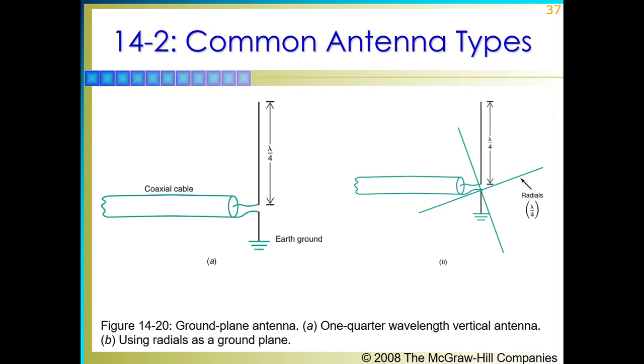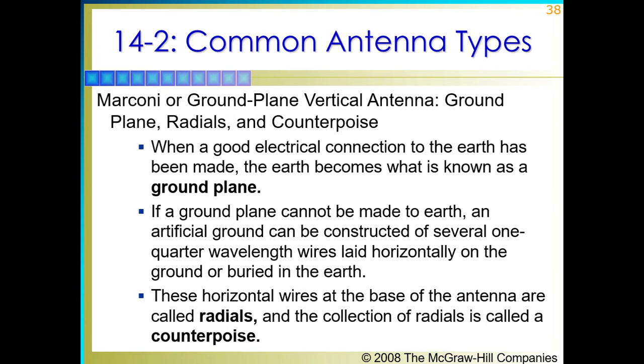If a good electrical connection cannot be made to the earth, then an artificial ground plane can be constructed of several one-quarter wavelength wires laid horizontally on the ground or buried in the earth, as seen in the second figure. When a good electrical connection to the earth has been made, the earth becomes what is known as a ground plane. If a ground plane cannot be made to the earth, an artificial ground can be constructed of several one-quarter wavelength wires laid horizontally on the ground or buried in the earth.